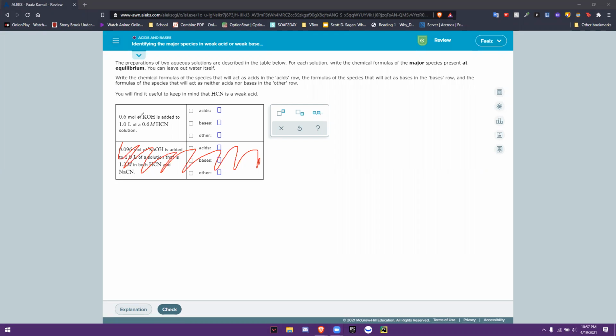First thing, you list what they give you. You have KOH and you have HCN. And it says 0.6 mole of KOH in 1 liter, so that's just 0.6 molar. And then you also have 0.6 molar HCN. Now you look at the species you have and figure out which one dissolves in water or dissociates completely. This right here is a weak acid, so it won't dissociate completely. Most of it would just be left as HCN. And this is a strong base, so it dissolves into K plus and OH minus.